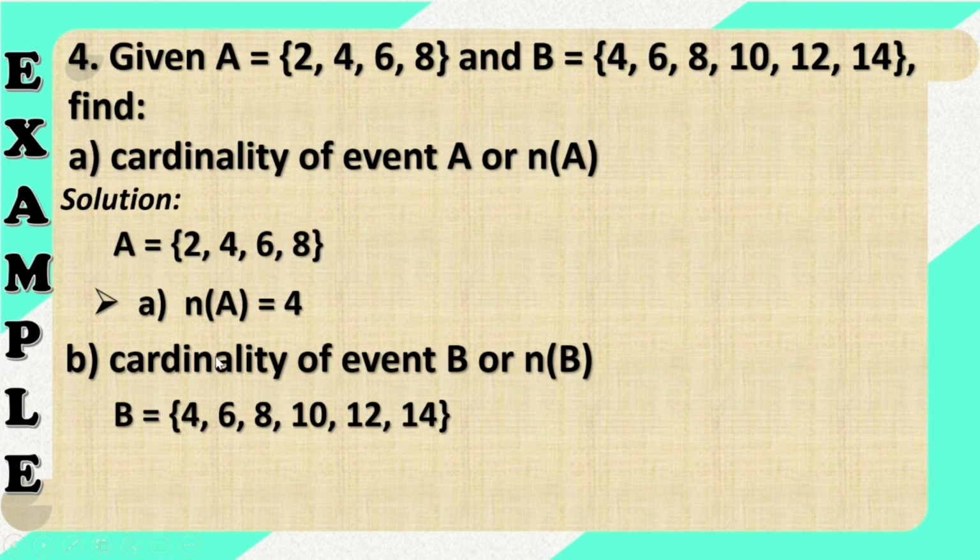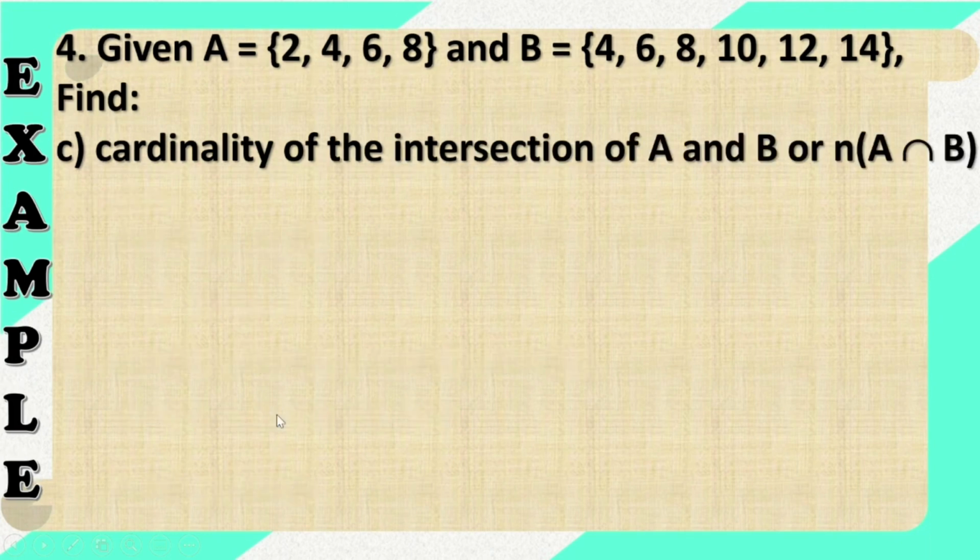For letter B, cardinality of event B. So, bilangin din natin ang elements ng event B. So, we have 1, 2, 3, 4, 5, 6. Therefore, the cardinality of event B is 6.